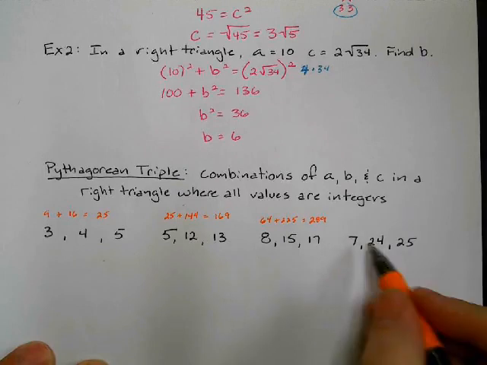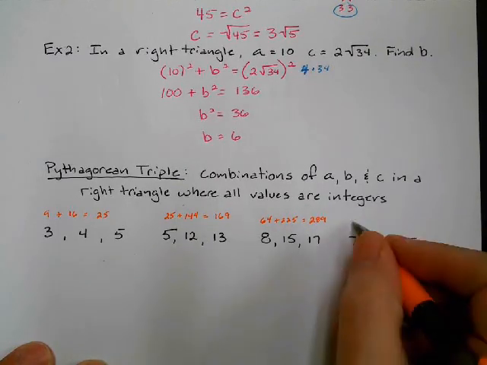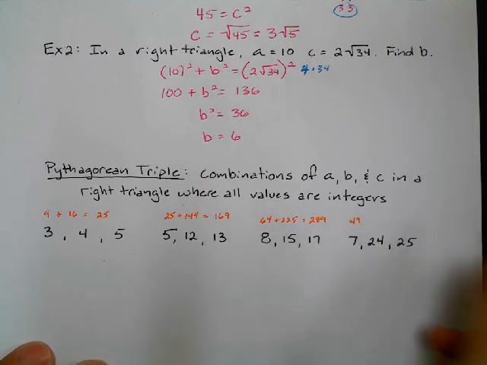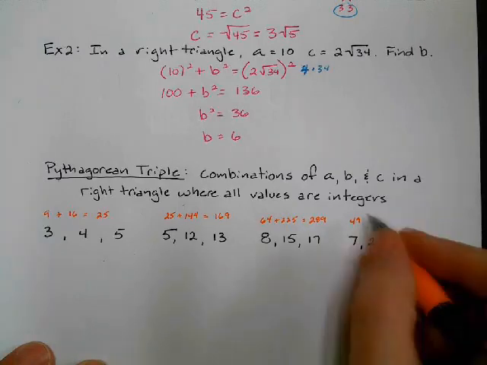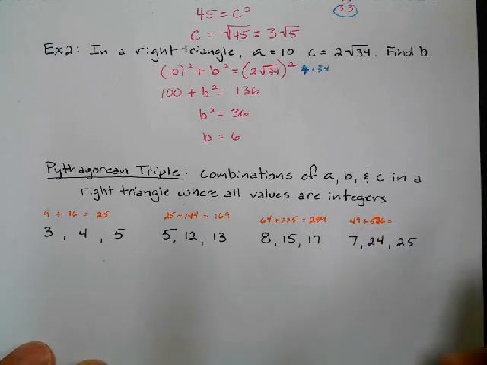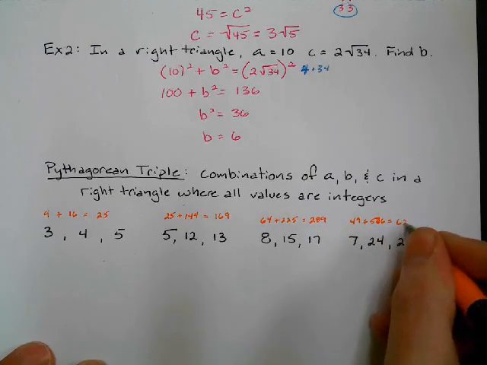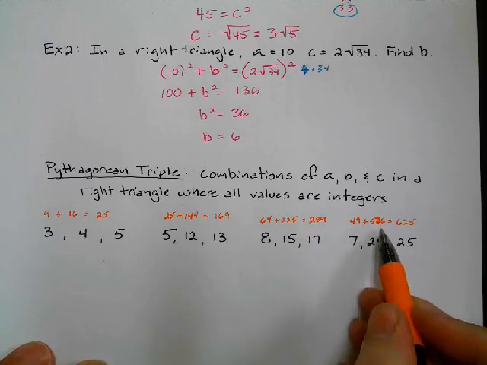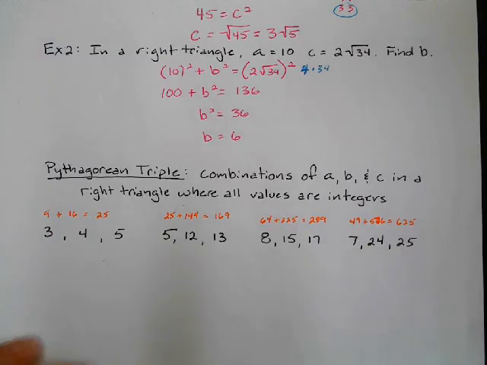7, 24, 25. 7 squared is 49. 24 times 24 is 576. And 25 times 25 is 625. So 49 plus 576 is 625. So that works for the Pythagorean theorem.